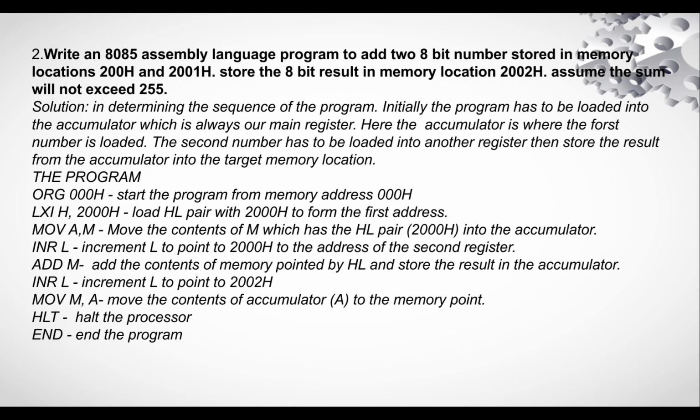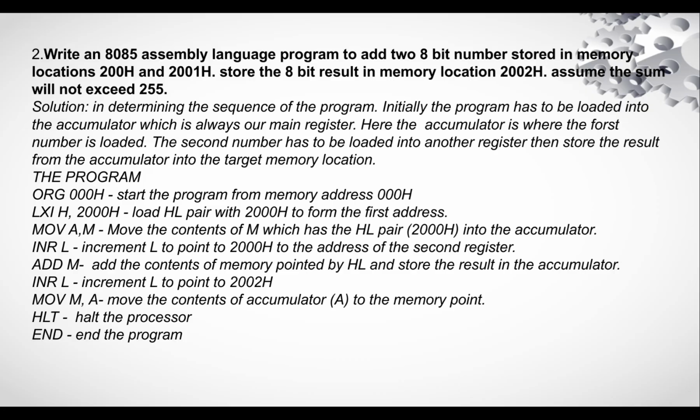So we have another example, which is write an 8085 assembly language program to add two 8-bit numbers stored in memory locations 2000 hexadecimal and 2001 hexadecimal. Store the result in memory location 2002. Assume the sum will not exceed 255.